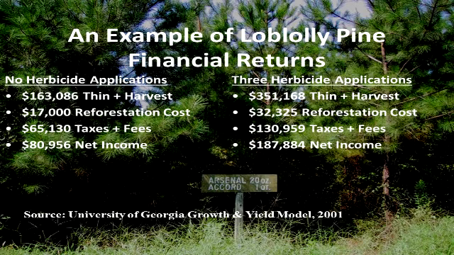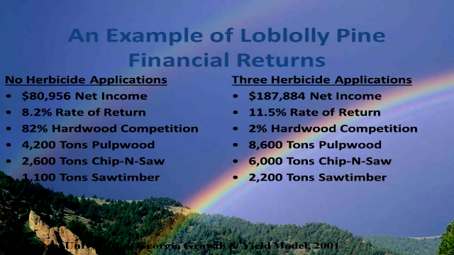And what Dr. Shiver came up with was his growth and yield model: how much you would get with your thinning and harvest, what your reforestation costs are, what your taxes are, and what your net income is. And you look at your reforestation cost here at $32,000 versus $17,000, but you have a higher net income. And the reason, everything's staying the same. Again, this is all plugged into a growth and yield model from the University of Georgia.